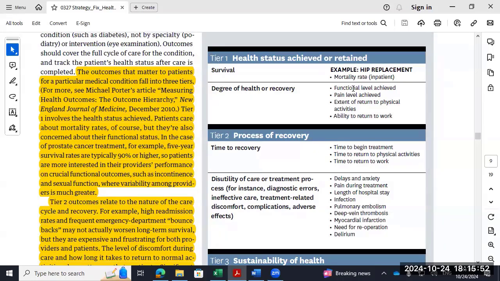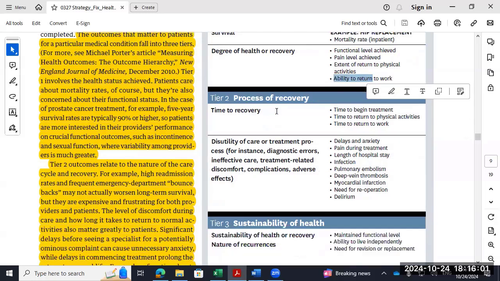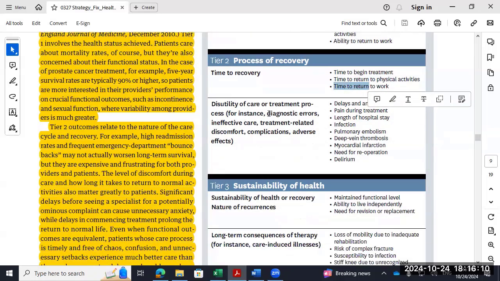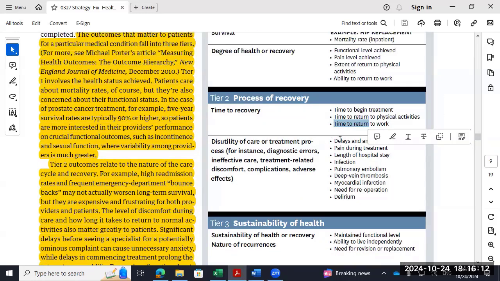Degree of health recovery, functional level achieved, pain level, your ability to return to normal activities, return to work, process of recovery, how long does it take to recover, time to begin treatment, time to return to work, to physical activities, disutility of care or treatment. So these are the negative sides. Delays and anxiety, pain during the treatment, length of hospital stay, infection, pulmonary embolism, deep vein thrombosis.